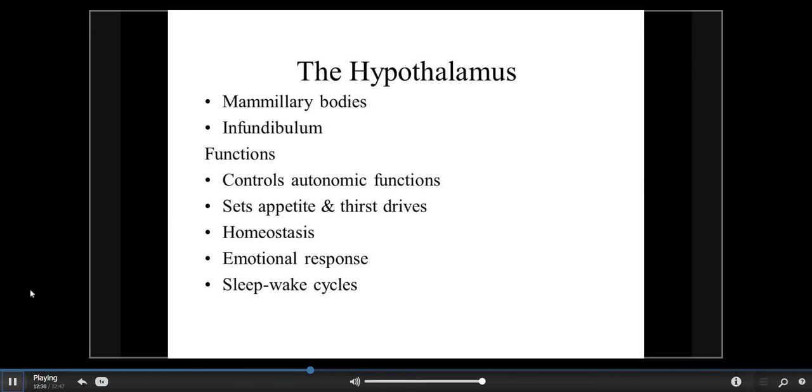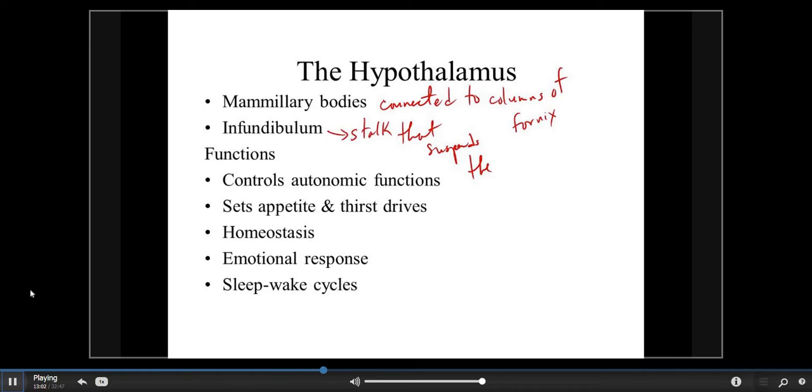Now, in the hypothalamus, you'll find some structures here, the mammillary bodies. These parts are connected to the so-called columns of the fornix. Okay, and in the hypothalamus, you'll also find this so-called infundibulum. It's a little stalk that pretty much suspends the hypophyseal gland. Pretty term for what is known as your pituitary.